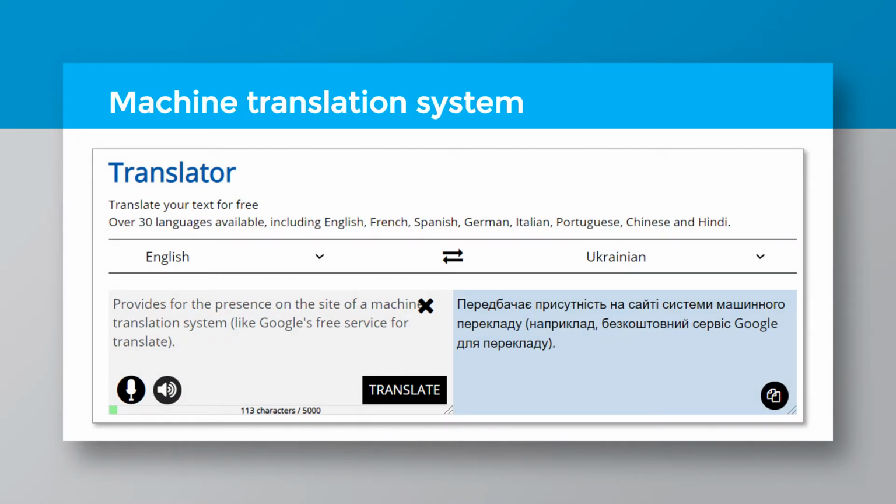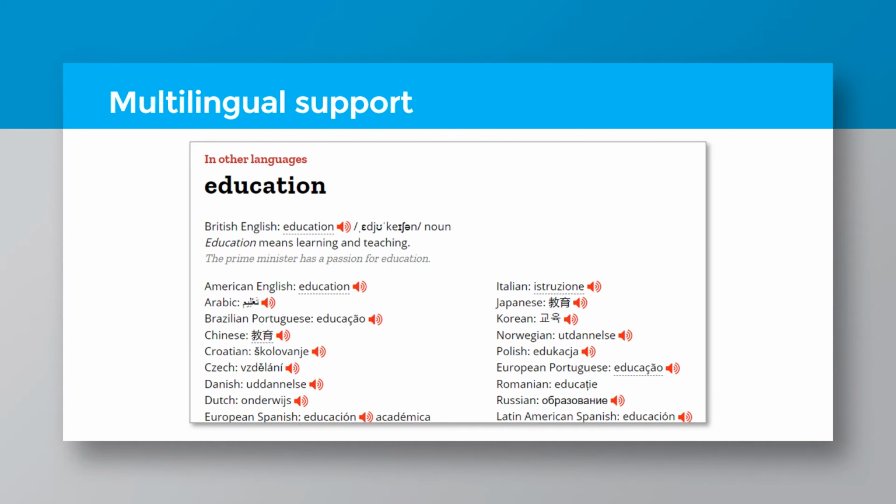Machine translation system. This function is similar to Google Translate. It can translate words or phrases and has the function of recording a voice with a microphone and the ability to automatically detect a language. Multilingual support. Only 3 online dictionaries don't have a multilingual function. These sites work exclusively for English-speaking audiences, but the sites that have this function implemented it in different ways. For example, in the Collins Dictionary, the word is accompanied by translation and pronunciation in other languages.